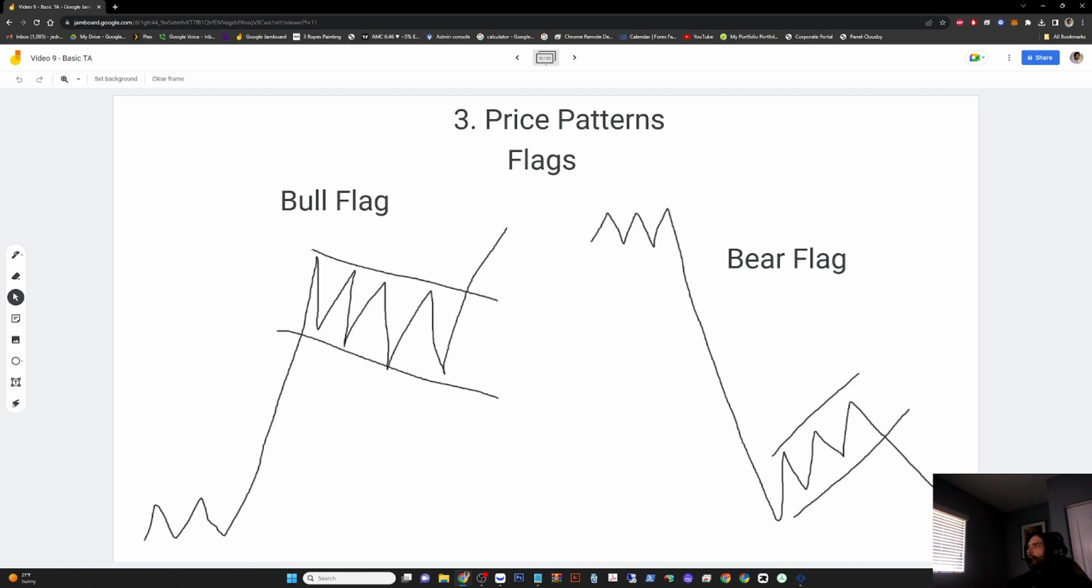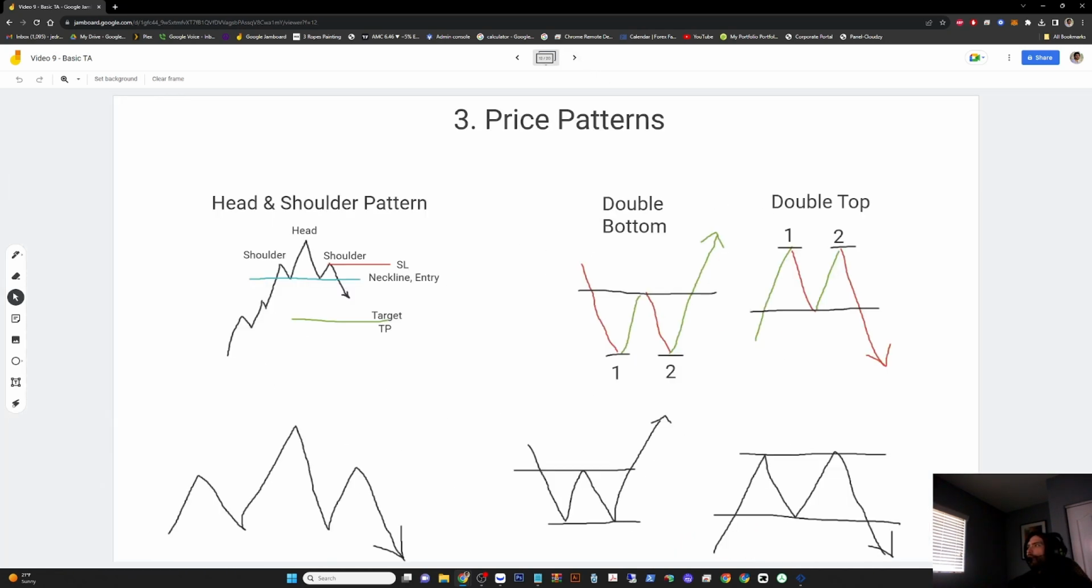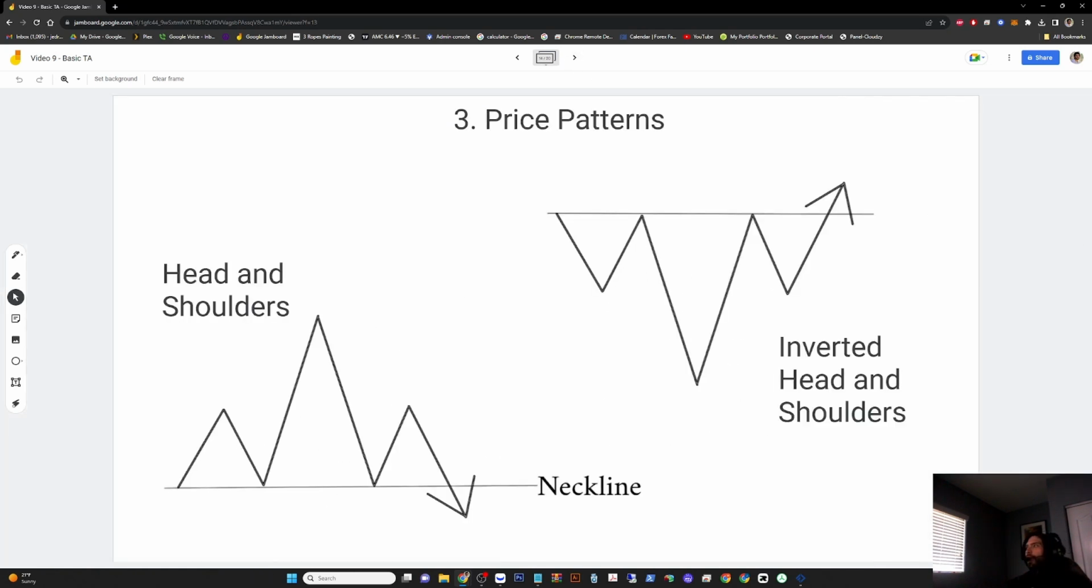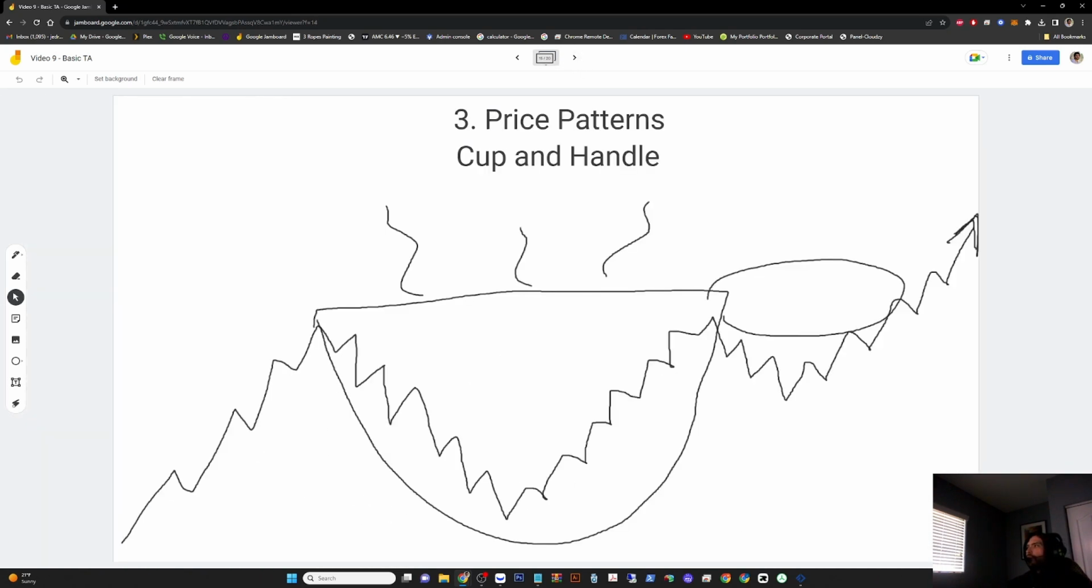Now we'll cover flags. On the left, you'll see a bull flag, which is considered a bullish move, and a bear flag on the right, which is of course a bearish move. Then we have the head and shoulders as pictured, and there's also a reverse head and shoulders and a double top and double bottom, which is supposed to identify a point of strong support or resistance. Head and shoulders and inverse head and shoulders. Lastly, we have the cup and handle, which is popular in stocks trading for signaling a reversal in the price.